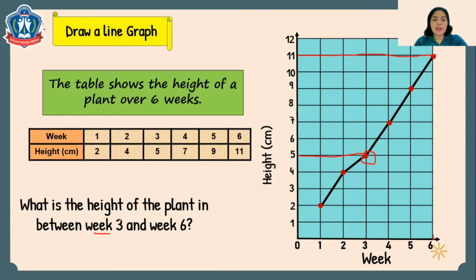So how to compute the height in between these 2 weeks? Okay, all you need to do is subtract week 6 minus week 3. So 11 centimeters minus 5 centimeters is equal to? Yes, the answer is 6 centimeters. So the height of the plant in between week 3 and week 6 is equal to 6 centimeters. So here 11, right? Minus 5, so that is 6 centimeters. So children, that's how to draw a line graph.